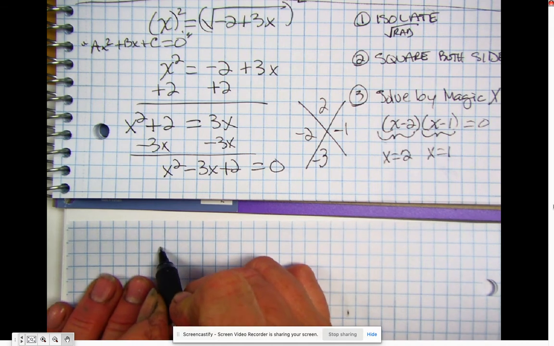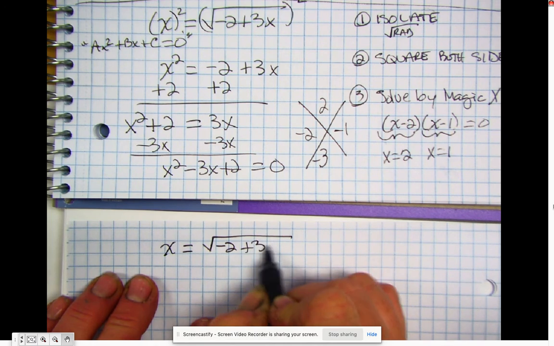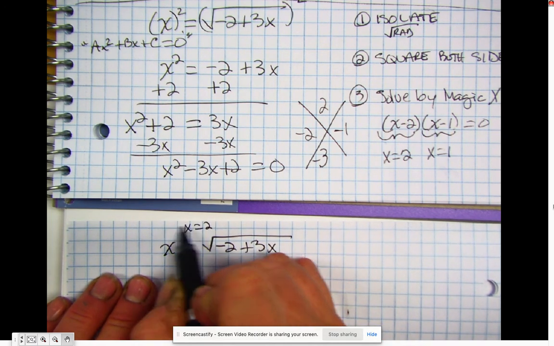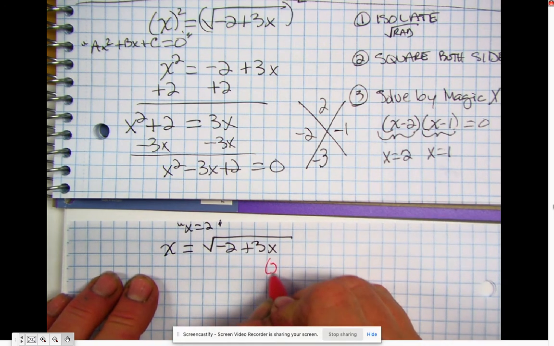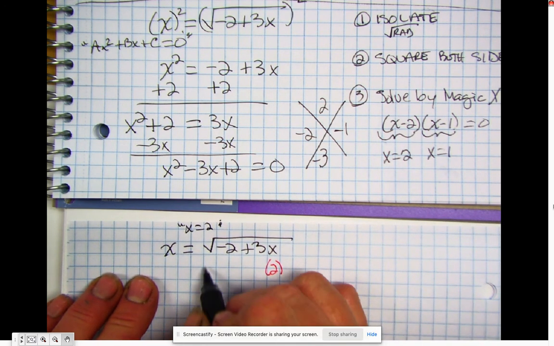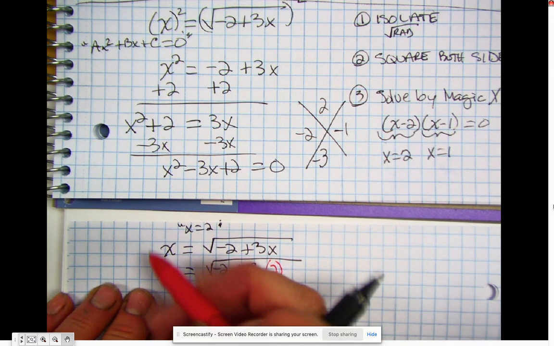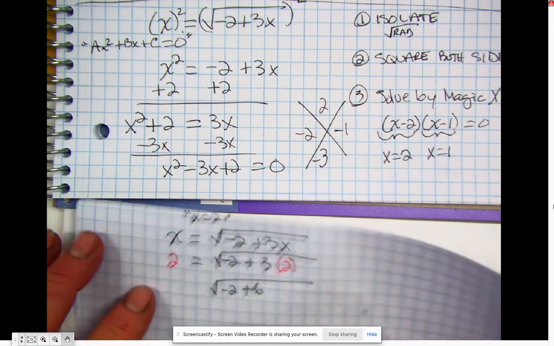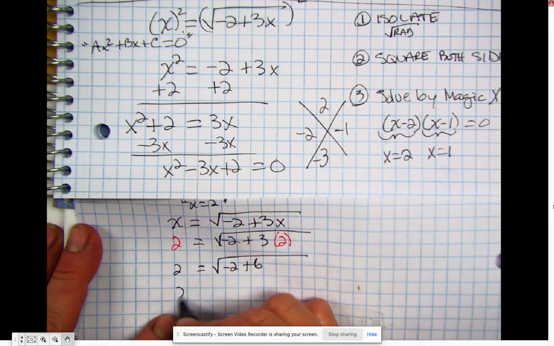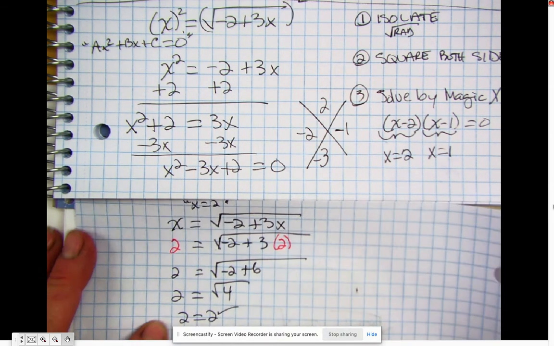Okay, the original problem said x equals square root. You always go back to an original. I'm going to first check x equals 2. Let's plug in a 2 right here. I'll rewrite everything. Square root negative 2 plus 3 times 2, so the square root of negative 2 plus 6, which will be 4. 2 equals square root of 4. It does. So the 2 checks out.